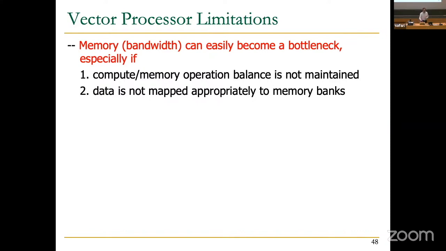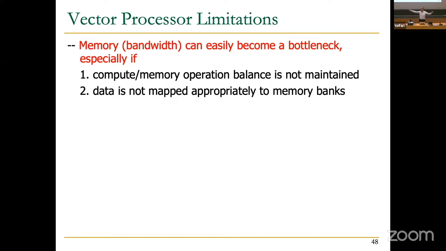Okay, another limitation or downside is, as we will see, memory bandwidth can easily become a bottleneck, especially if you don't have balance between compute operations and memory operations, and especially if data is not mapped appropriately to memory banks. We're going to talk a lot about this starting today, and we're going to see memory structure a lot more. But one of the major places where memory first became a bottleneck was really vector processors, because these are pushing the limits, right?